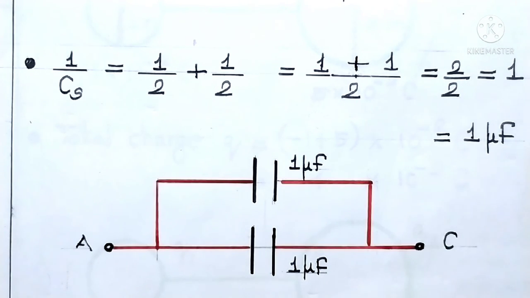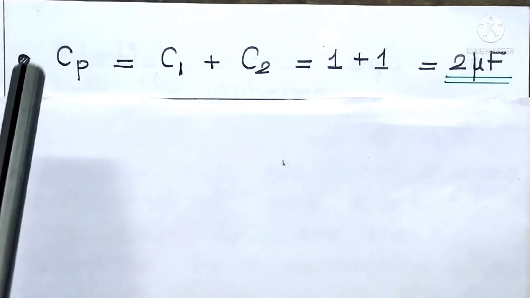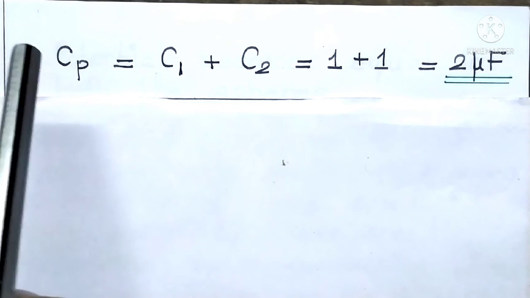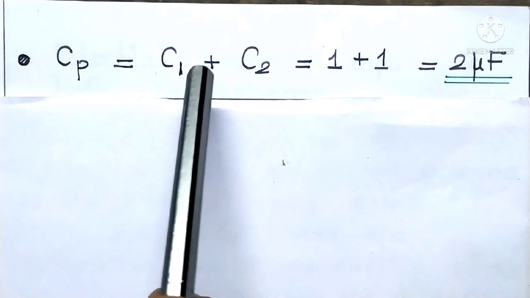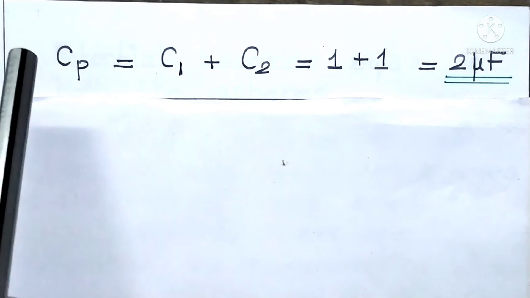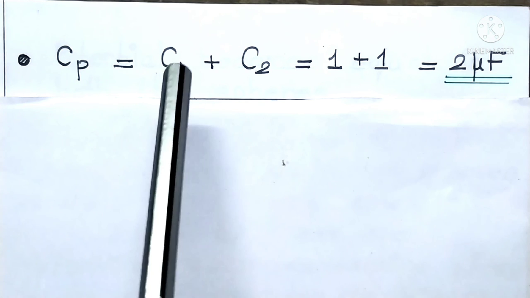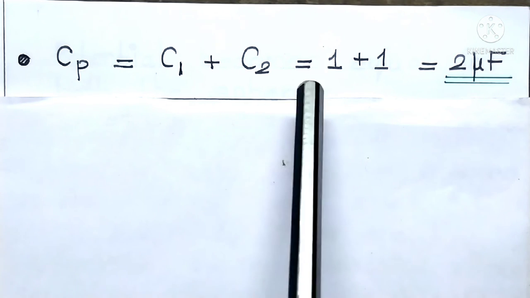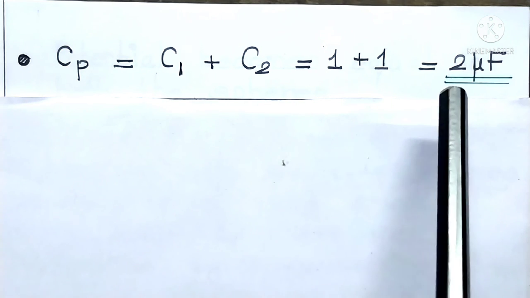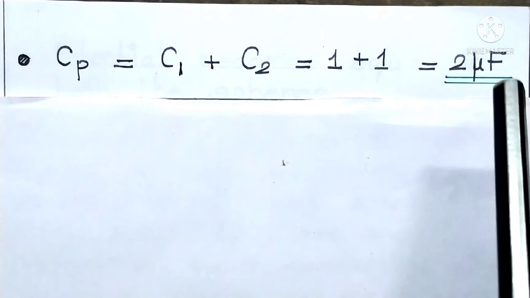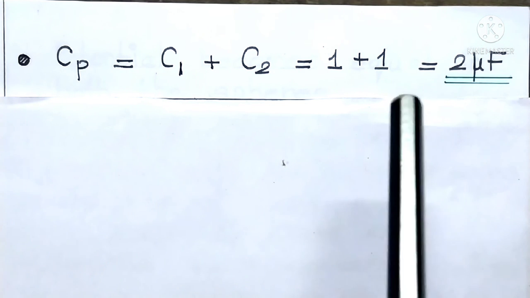What is the formula to calculate the equivalent capacitance when two capacitors are in parallel? That is Cp is equal to C1 plus C2. Just add them. So here, Cp is equal to C1 plus C2. Therefore, 1 plus 1 is equal to 2 microfarad. So this is the answer for this question.